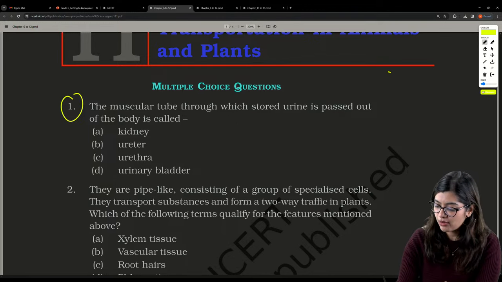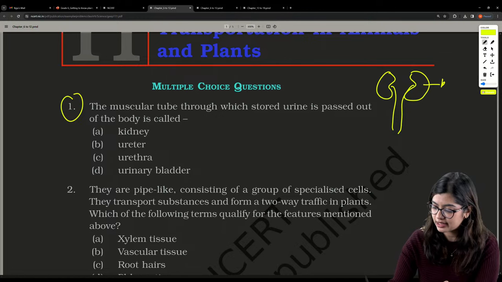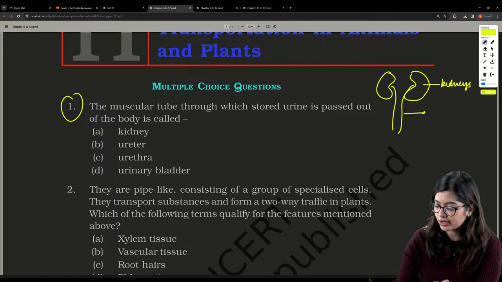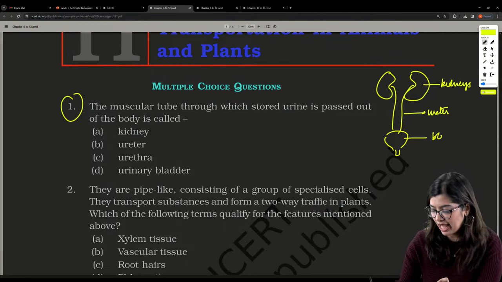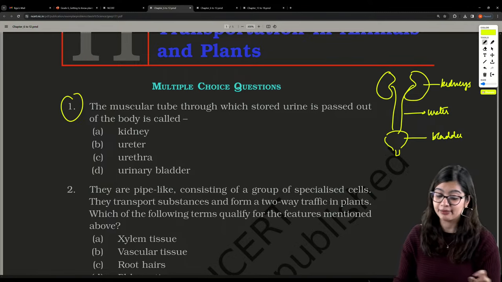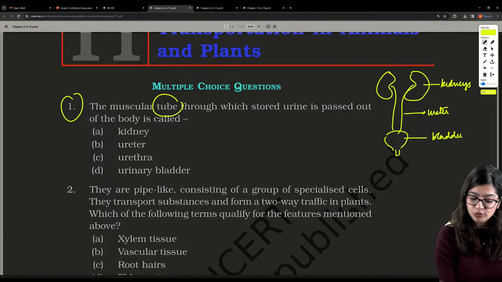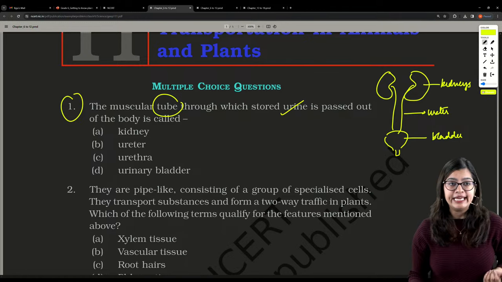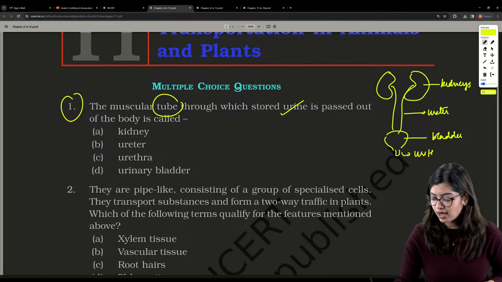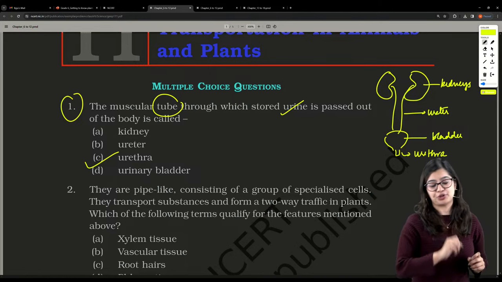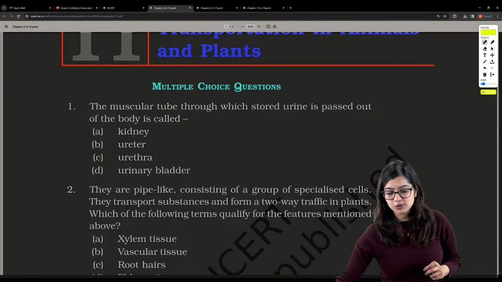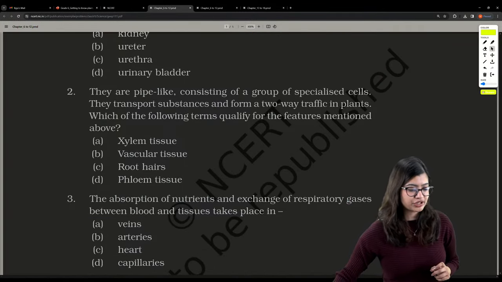Okay. So now, of course, when we look at the excretory system, we know that urine is produced in the kidneys, then it is transported by the ureter, then it is taken to the bladder, right? So we see that here in the urinary bladder, it is stored for a brief period of time. Yes, and the tube through which stored urine is passed out is nothing but urethra. So what is the correct answer? Very good. The correct answer here is option C. Well done. Now let's move on to the next question, which is question number two.